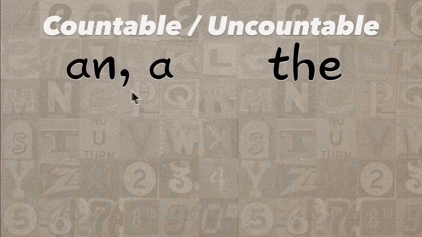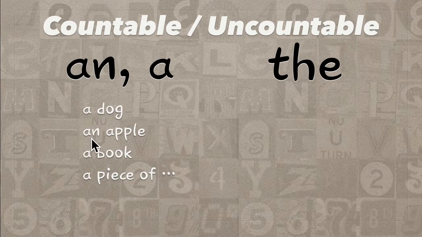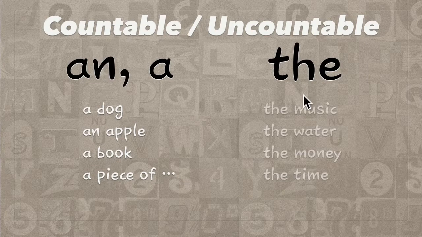And we use an and a for countable nouns. If it's a noun that you can count, like 1, 2, 3, 4, 5. We use the for nouns that you cannot count. For example, a dog, an apple, a book, and a piece of something that is either countable or not countable. You can use those for these words. Music, water, money, time. These words are not countable. They are uncountable. So we cannot use an or a. Instead, we say the music, the water, the money, the time.